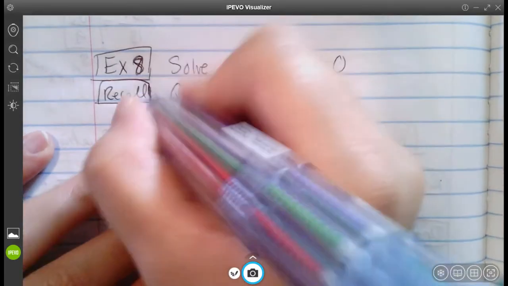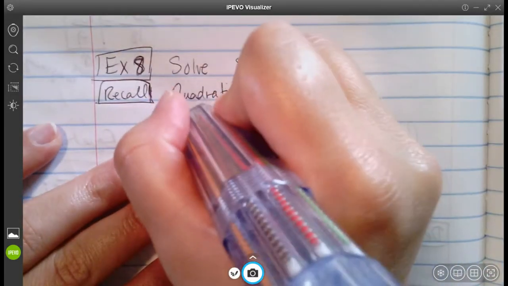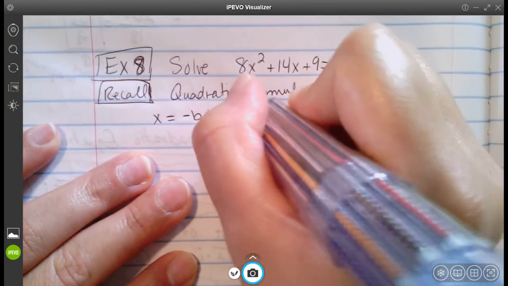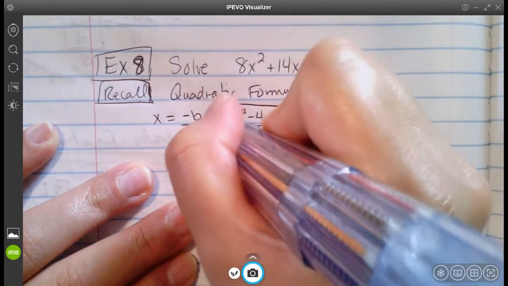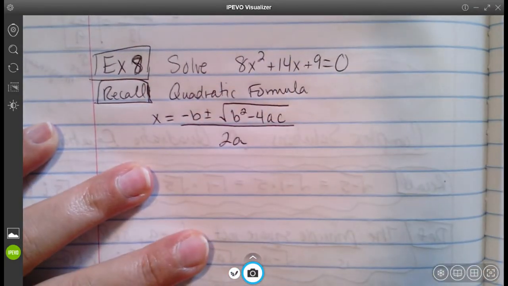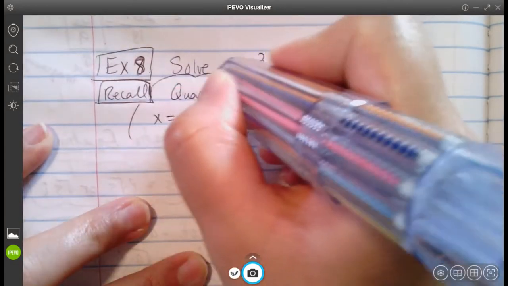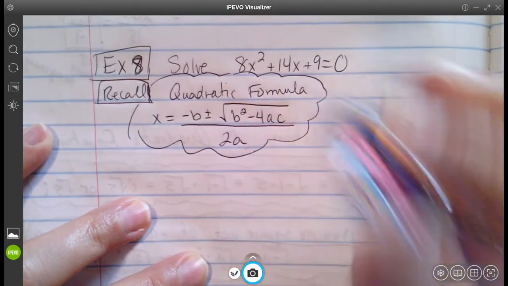By the way, if you do plan to be a mathematician of some sort or engineering, this is a great formula to memorize. There's lots of ways to memorize it. All right, so negative b plus or minus the square root of b squared minus 4ac over 2a. This is the formula, okay? So if you don't remember, I'm going to give you a quick review.